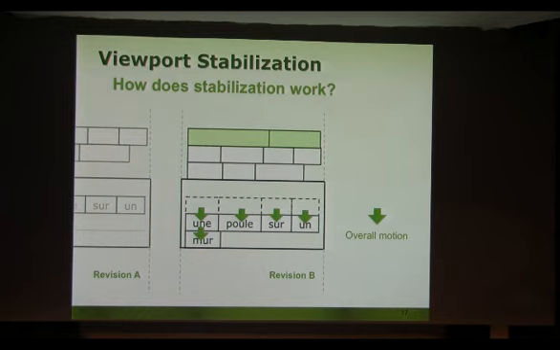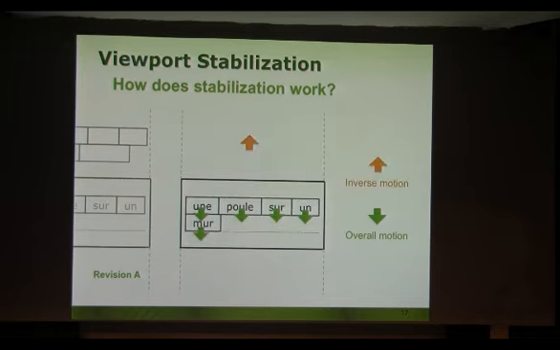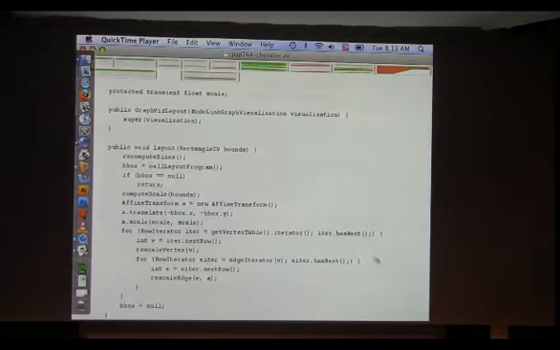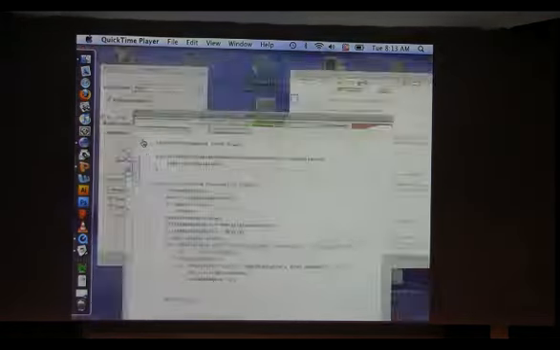Basically, we are computing the overall motion of the visible words in the viewport, and we compute the inverse motion that we apply to the document. So animated at the same time, it makes the view remain stable. I'll show you on another video.